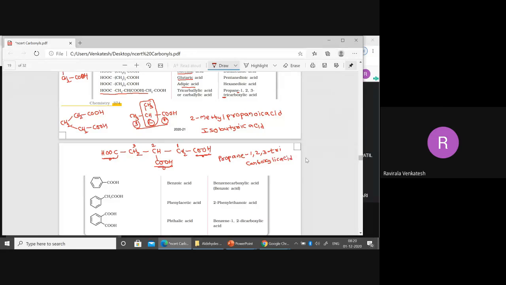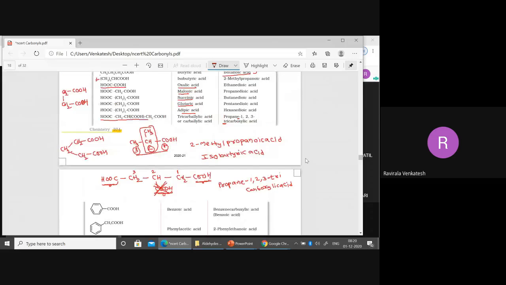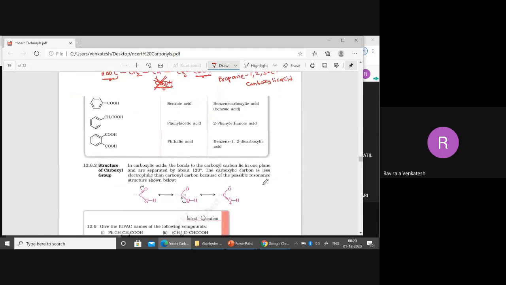In this way, we can give the name. For example, just imagine if you don't have any COOH group, what would we have to give? Propane 1,3 dicarboxylic acid. If you don't have any COOH group here, you have to give propane 1,3 dicarboxylic acid, right? So this is important for you. This type of nomenclature, you will get some exercise also at the last. You try that exercise here. If you get any doubts, you can ask in the next class.